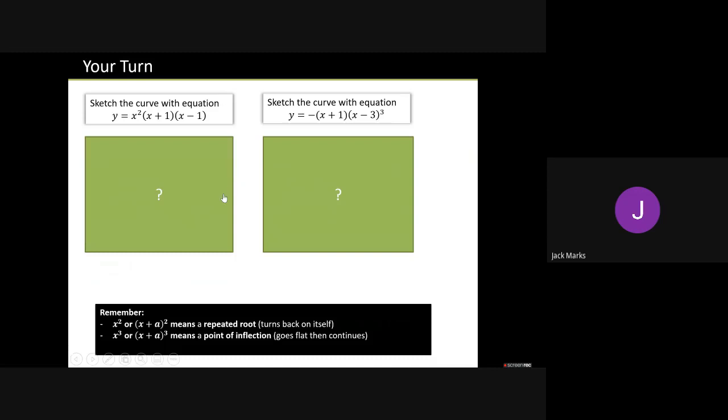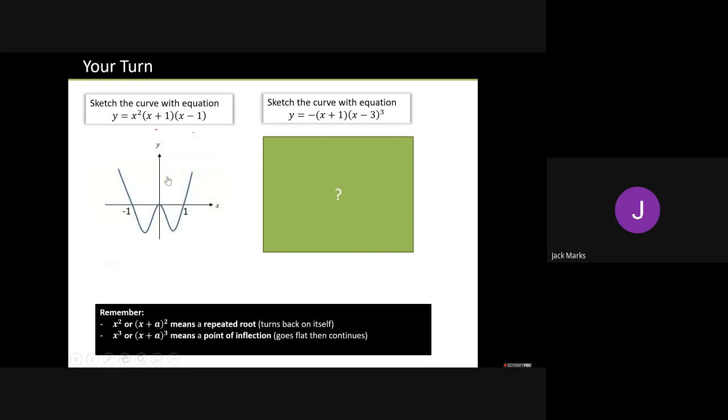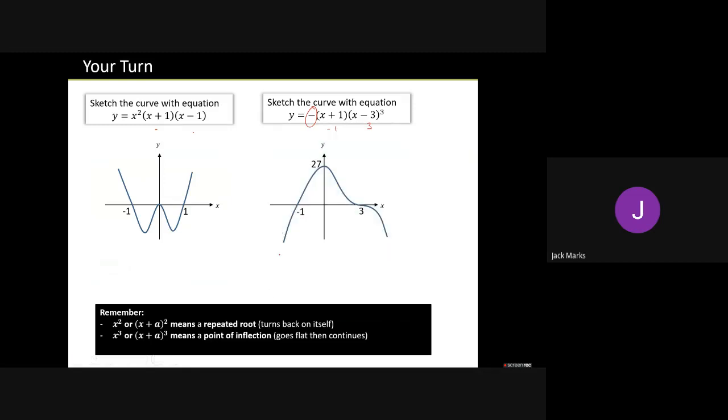2 more examples on the board. Quickly pause the video and have a look. Okay, repeated roots here at 0, -1 and 1. This one should be symmetrical. And over here, 3 is a point of interest, -1 is a point of interest. Careful, the negative here though will mean that this has negative tails.